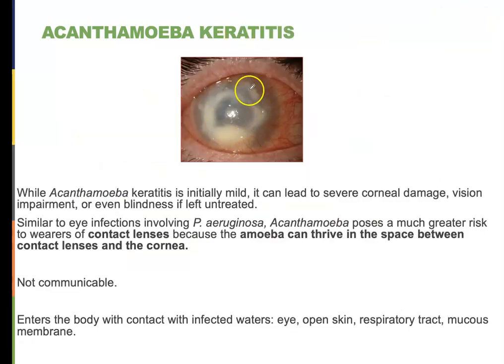And this is what the keratitis looks like. It looks very severe as well. I keep saying the word severe in this one. While Acanthamoeba keratitis can start mild, it can lead to severe corneal damage, visual impairment, and even blindness. The keratitis infection here can also involve other things, such as Pseudomonas. And with Acanthamoeba, if you are in natural water with contact lenses in, those contact lenses can trap the amoeba between the contact lens and your eye, and then the amoeba can thrive in that space, and it causes disease more easily.